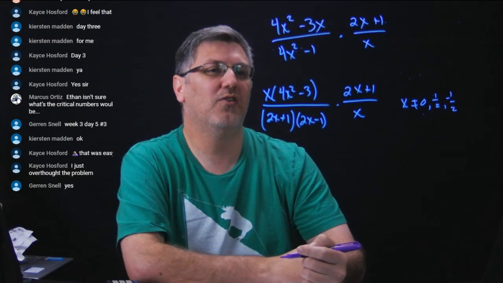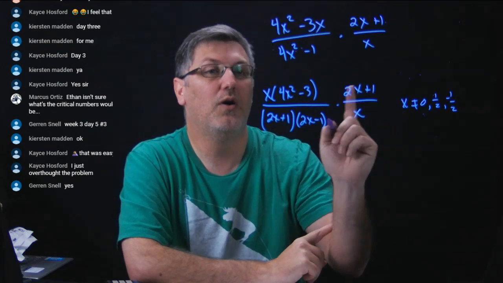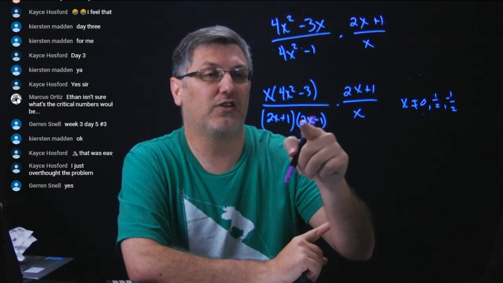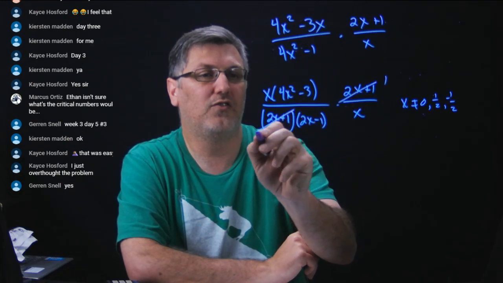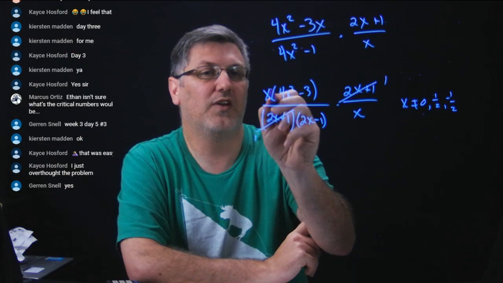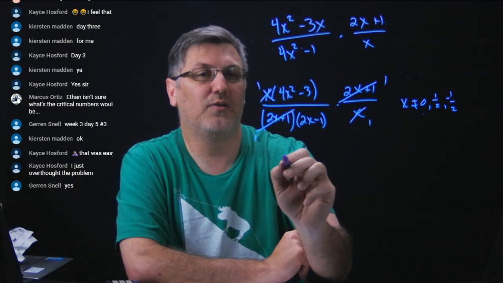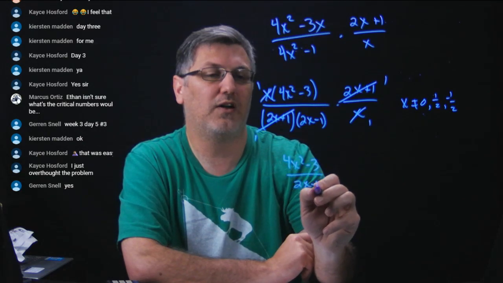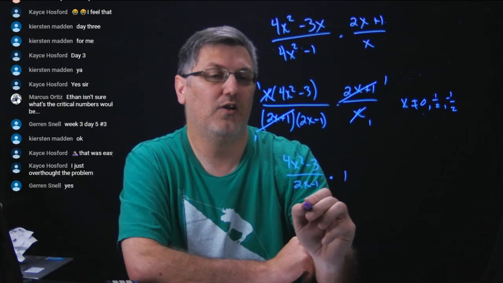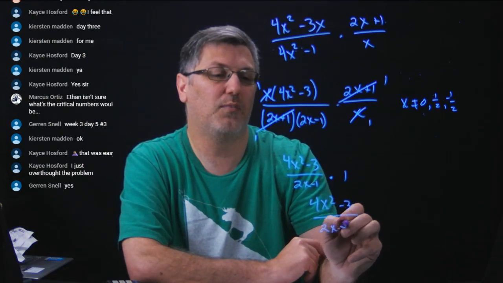All right, from here, let's look. Anything top and bottom cancel? No. Anything top and bottom cancel? No. When you multiply your fractions, you're allowed to look at your diagonals and cancel. This 2x plus 1 becomes a 1, and this 2x plus 1 becomes a 1. There's an x right here and an x right here. They both become a 1. So this simply comes down to 4x squared minus 3 over 2x minus 1 times 1, which is just 4x squared minus 3 over 2x minus 1.